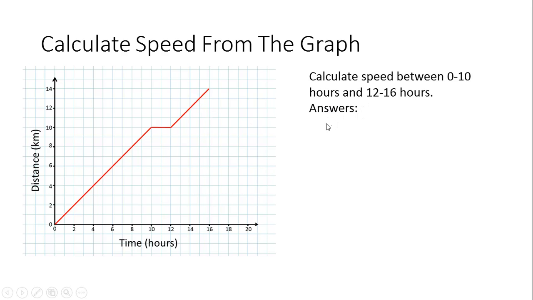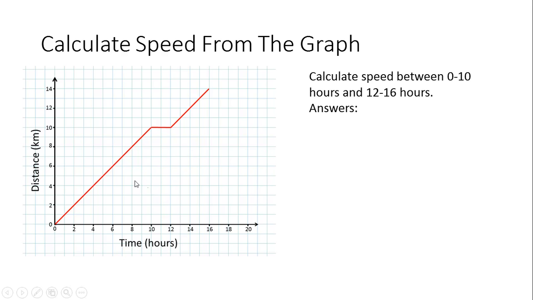So this is the equation. Calculate the speed between 0 to 10 hours and 12 to 16 hours. So we need to do this and this. To solve this equation, you only need to look at the height and width covered by these two units. We have two units here, which is distance and time. So we have distance as height and time as the width.